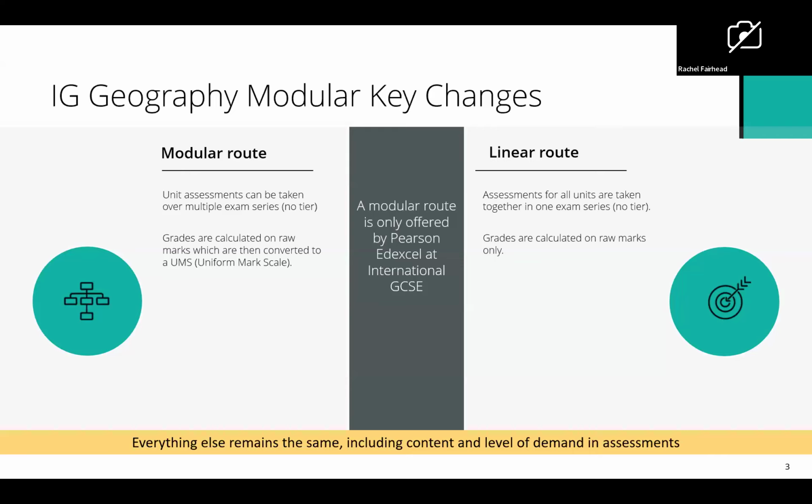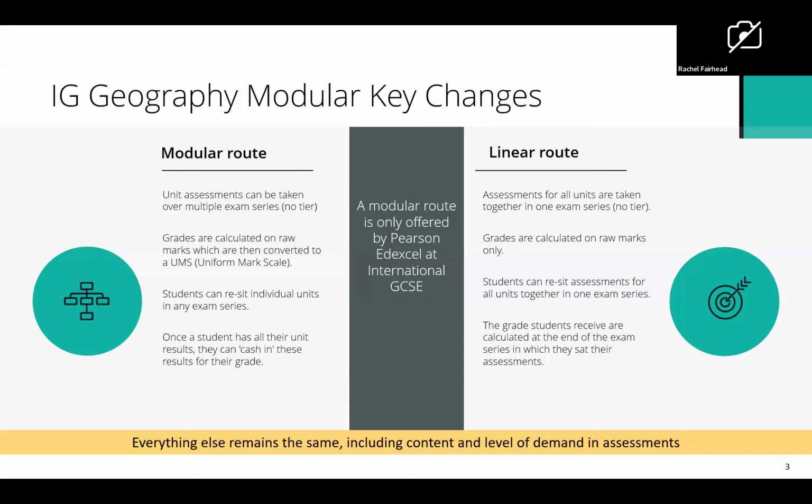Modular route grades are calculated on raw marks and converted to UMS. Linear grades are calculated on raw marks only. Now, this is one of the key things as well: students can resit individual units in any exam series. So whether they took them in June or November, they can resit them in either June or November. For linear, students can resit assessments for all units together in one exam series. So there's a limitation a bit more on when you can resit things.